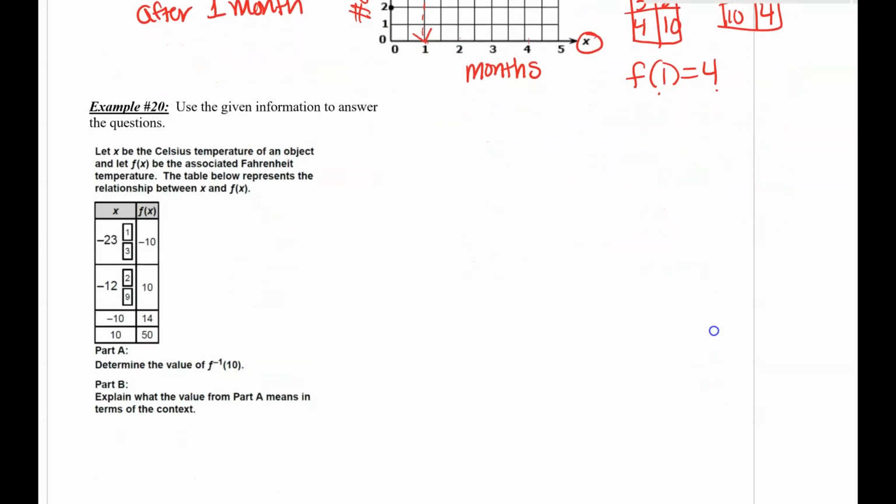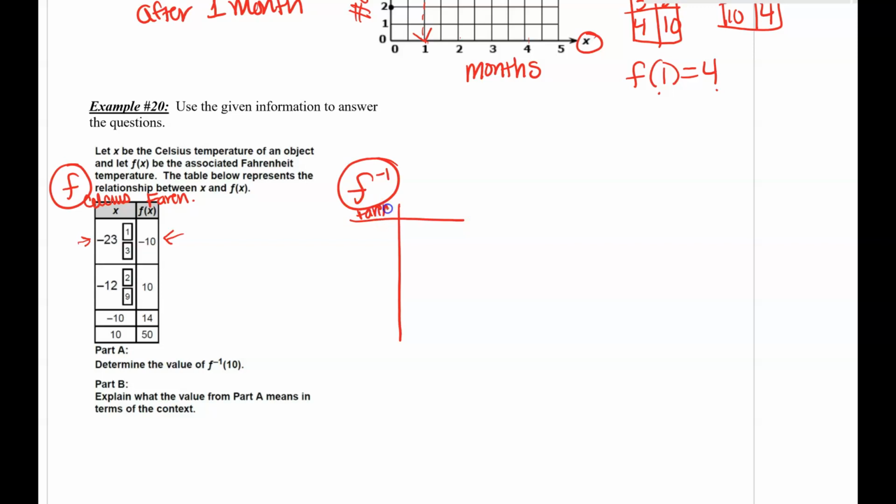All right. So here's another example, number 20. x is the Celsius temperature of an object, and f of x is the Fahrenheit temperature. Okay. And so this shows us if it's negative 23 1/3 degrees Celsius, that is equivalent to negative 10 degrees Fahrenheit. Okay. And this chart is for f. So understand, if you made an f inverse chart, you would have Fahrenheit in the x column and Celsius in the y column, but the same numbers would still be associated together and represent the same measurements.